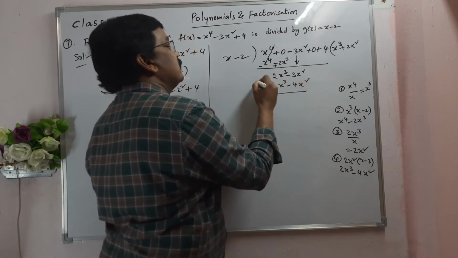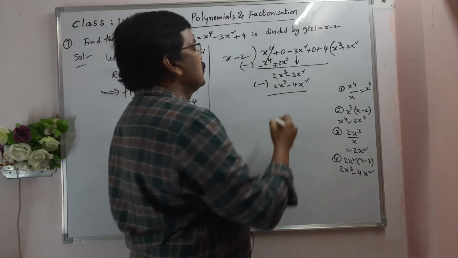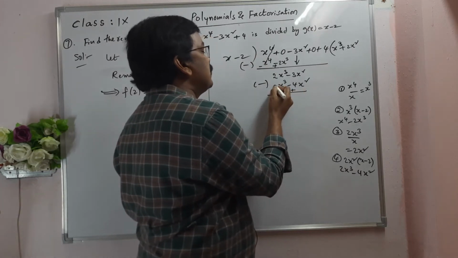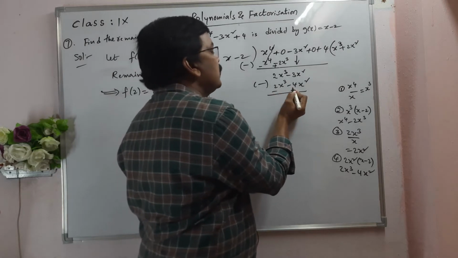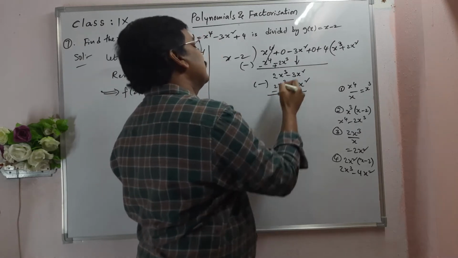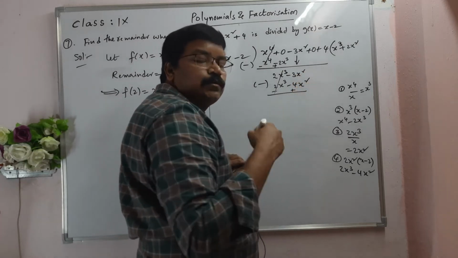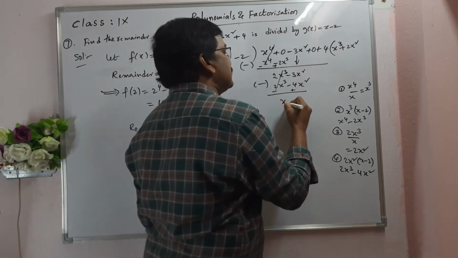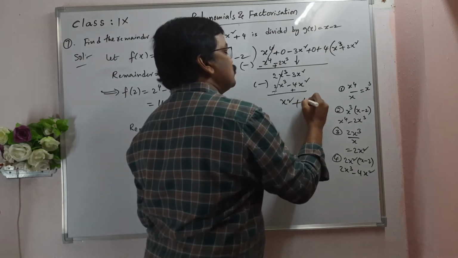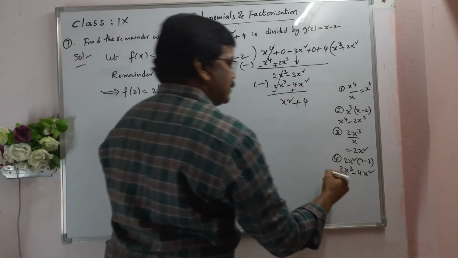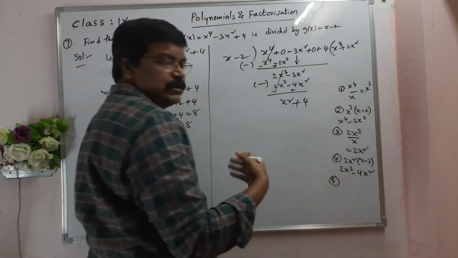Again subtract. Here also I did subtract, no? So when you subtract, the signs will be changed here. Here it is plus, so it becomes minus. Here it is minus, so it becomes plus. So both get cancelled. What is minus 3 plus 4? Minus 3x square plus 4x square is x square. And write the last one, plus 4. Just drop the 4.